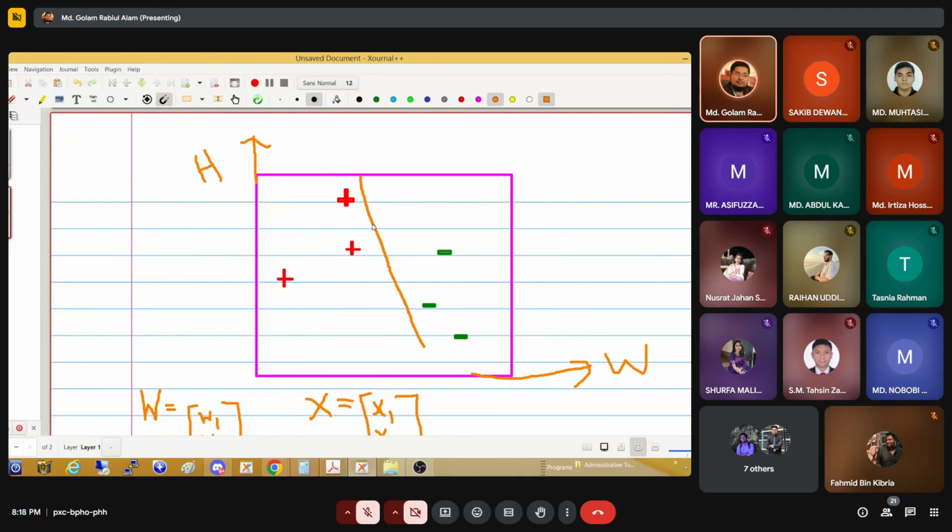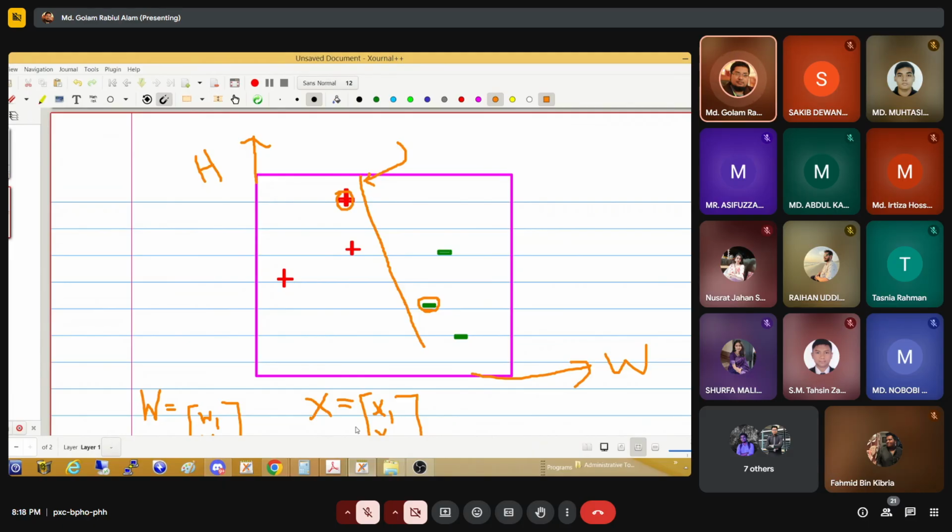Previously, we have considered this one as the separator. And if we consider this one as the separator, then this one will be one support vector, and this one will be another support vector. And this separator must be placed at the middle point between these two support vectors.